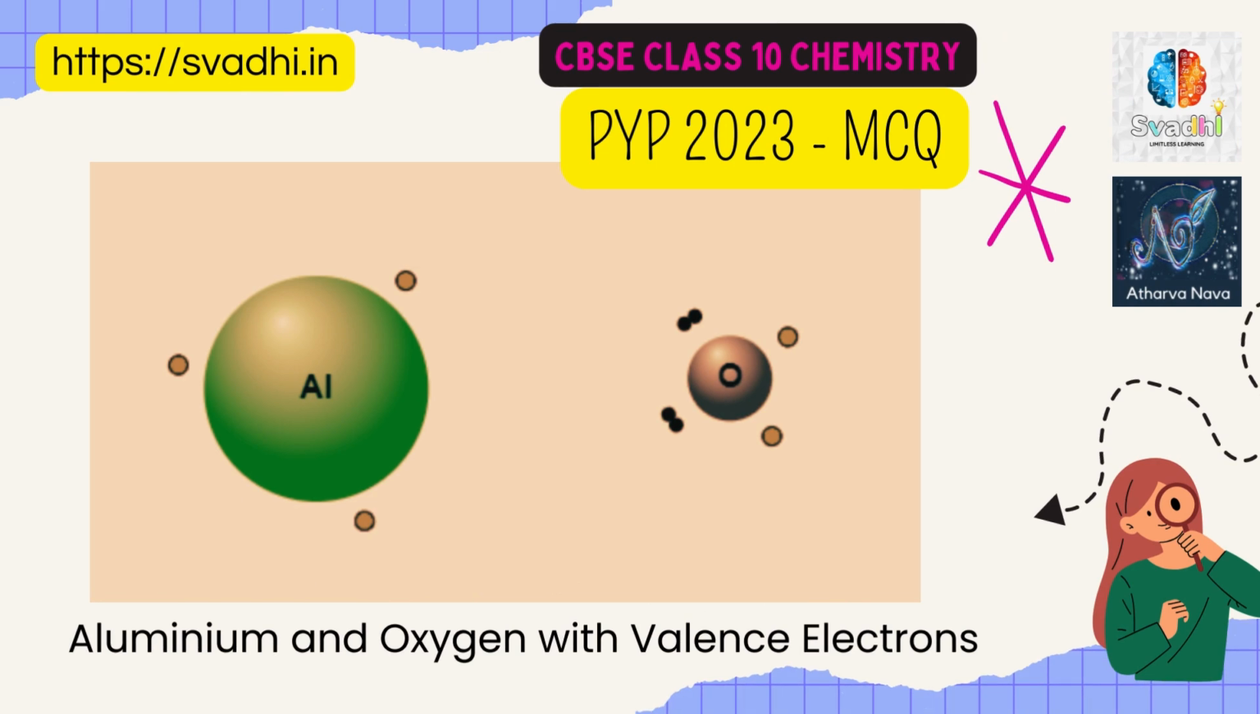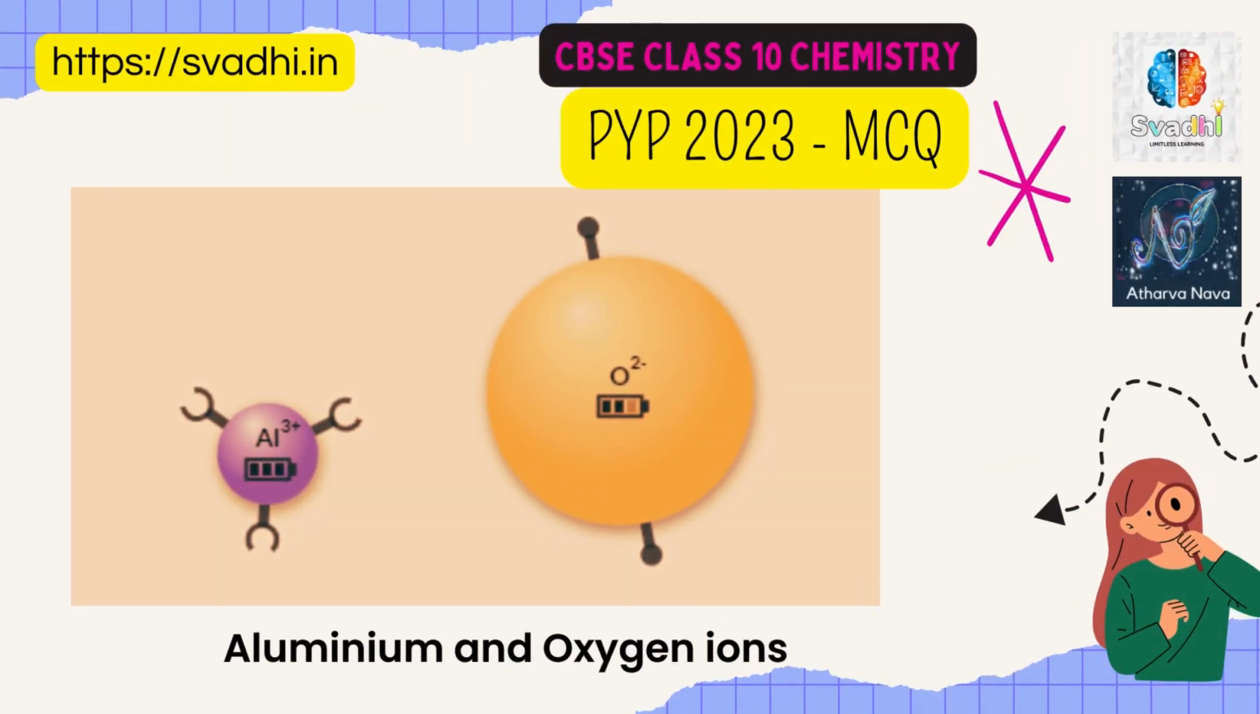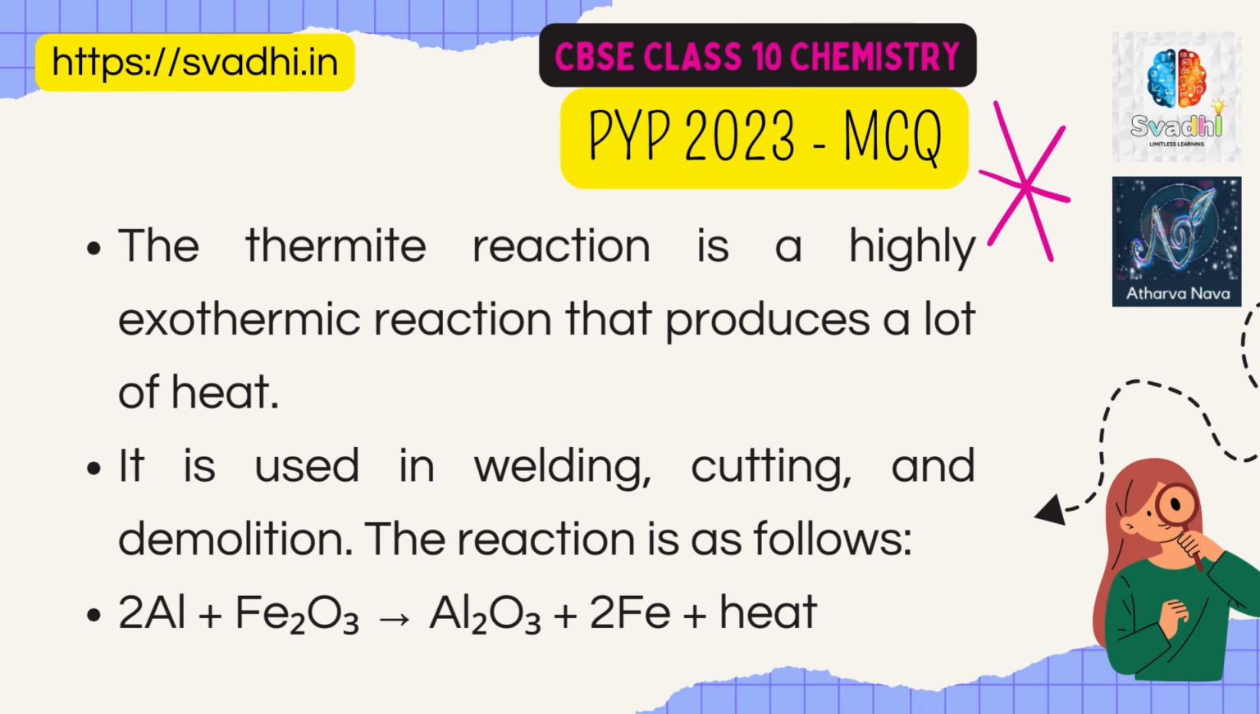This figure shows aluminium and oxygen with valence electrons. This figure shows aluminium and oxygen ions. The thermite reaction is a highly exothermic reaction that produces a lot of heat. It is used in welding, cutting, and demolition.